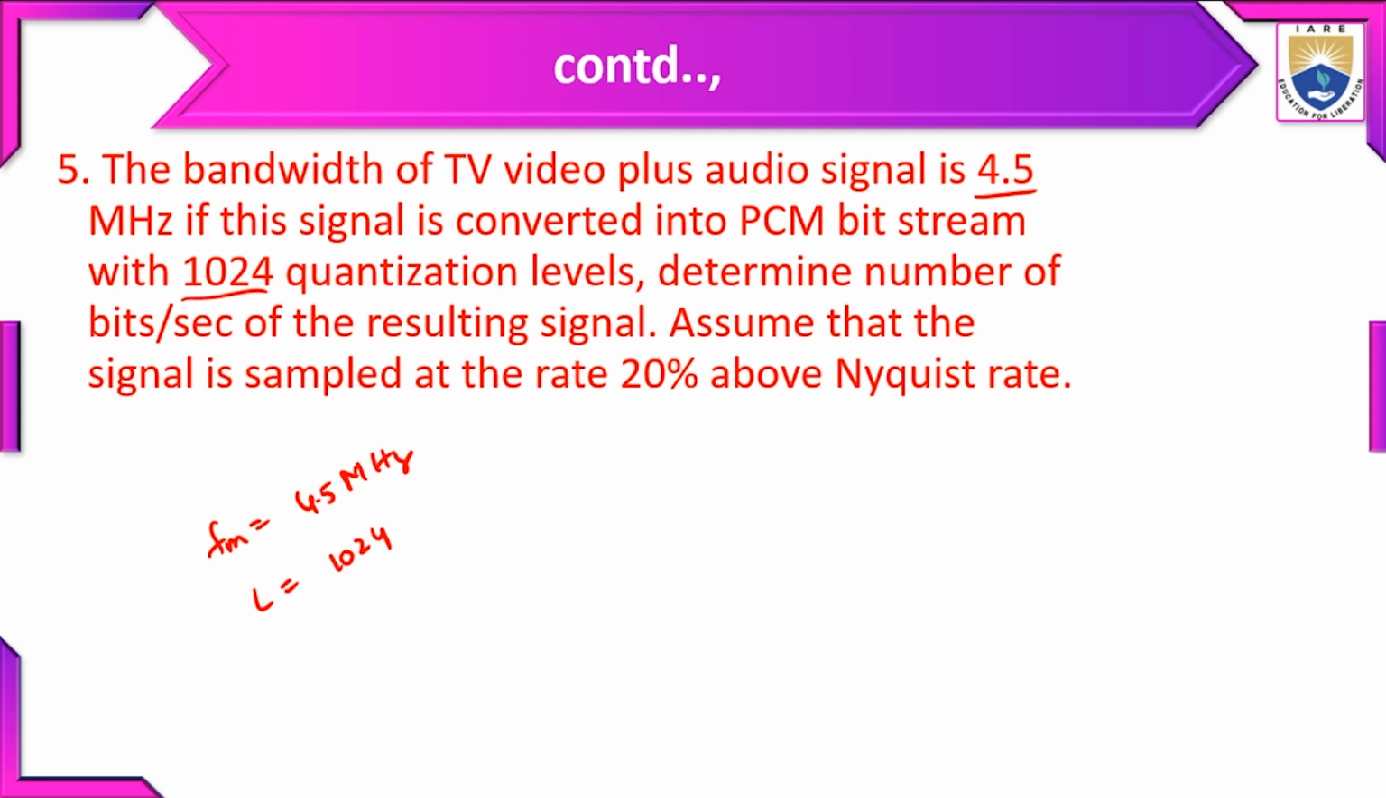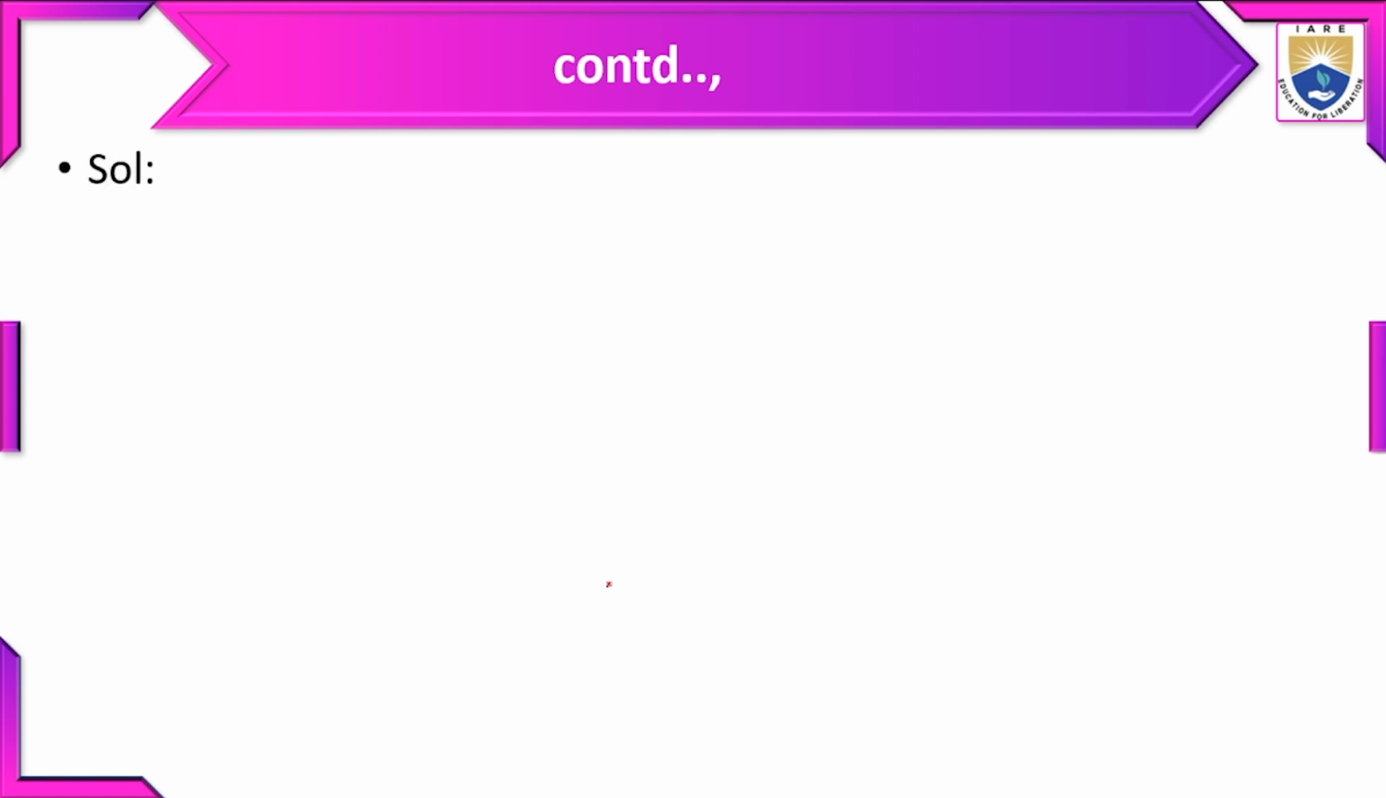And another clue is FS is 20% above the Nyquist rate. So 20% above means here that is 1.2 into 2 FM. Already they gave FM 4.5 megahertz. So by using this given data, we are going to find the number of bits required. Very simple problem. So first you go to find the FS, that is 1.2 into 2 into 4.5 megahertz. So finally we got 10.8 megahertz. This is my FS.